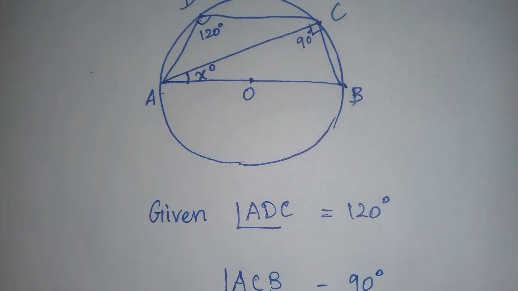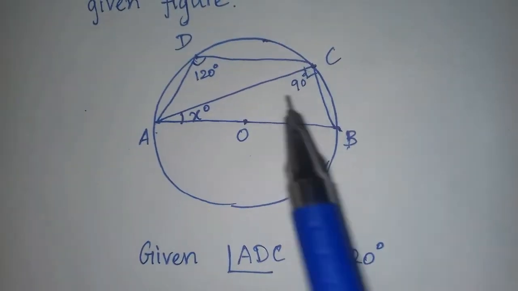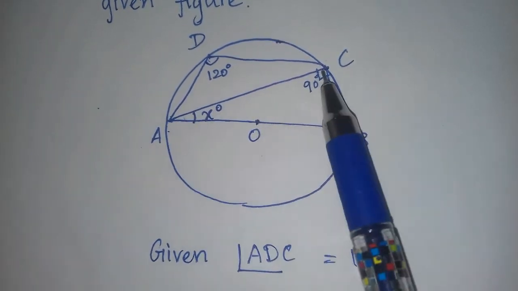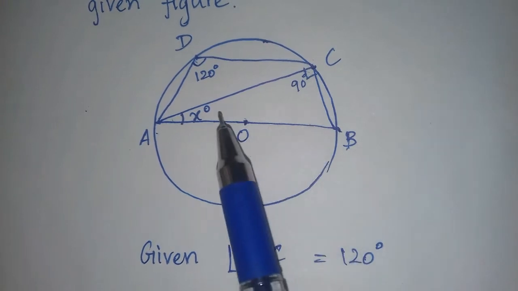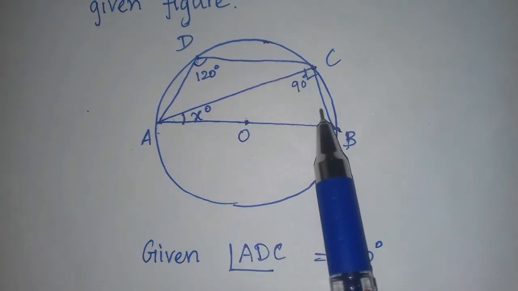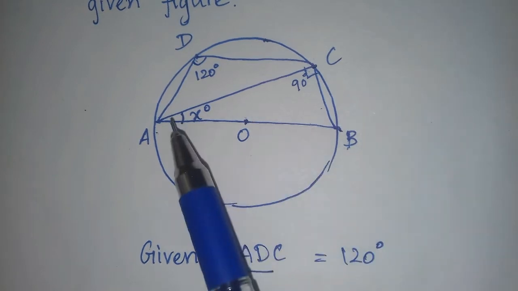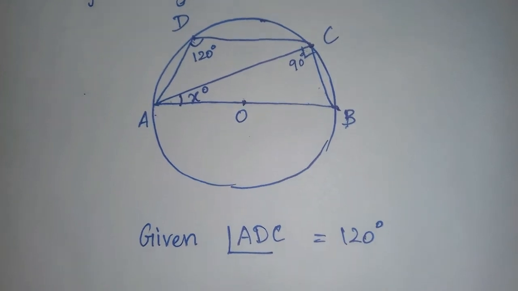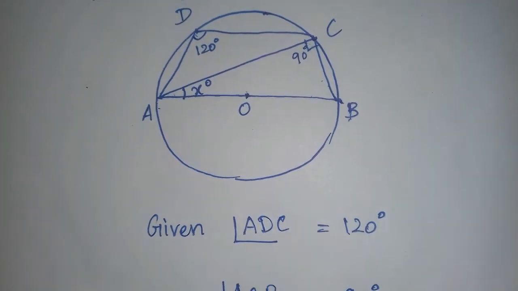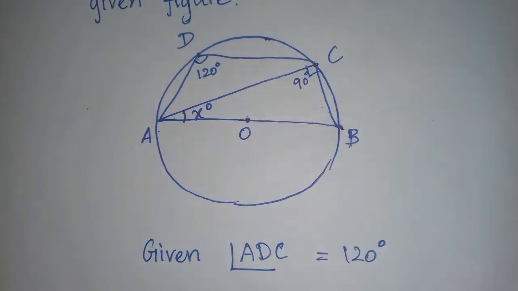Okay. Now what angle do we have to find? We have to find the value of x. That means we have to find this angle. This is one triangle. Okay. If the sum of the angles of a triangle is 180 degree, by that theorem, we can find the value of x. How will you find this angle? Angle ABC we have to find now. How will you find that angle?